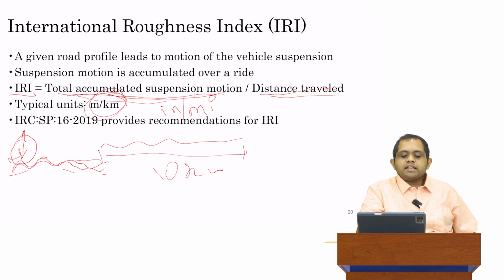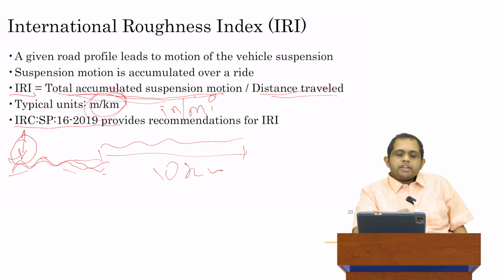So IRC SP 16 2019 is not a code. I'll explain in a second what SP is, but IRC SP 16 2019 is a document which provides recommendations for Indian roads on International Roughness Index. And I'll show you an example of those recommendations in the next slide. But I just want to tell you what this SP is. And maybe you've learned this in your undergraduate classes, just a bit of a revision.